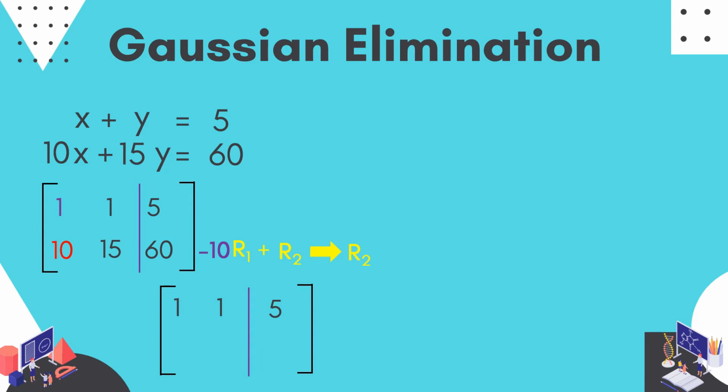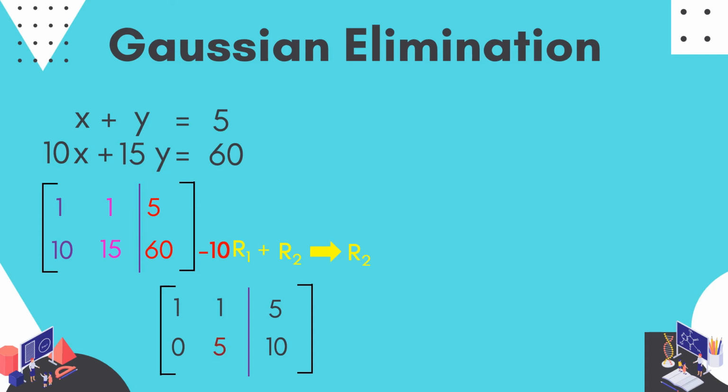Okay, let's solve the first column. Negative 10 times 1 is equal to negative 10 plus 10 is equal to 0. Negative 10 times 1 is equal to negative 10 plus 15, which is negative 5. Negative 10 times 5 is equal to negative 50 plus 60 is equal to positive 10.